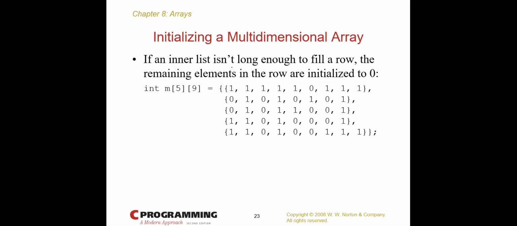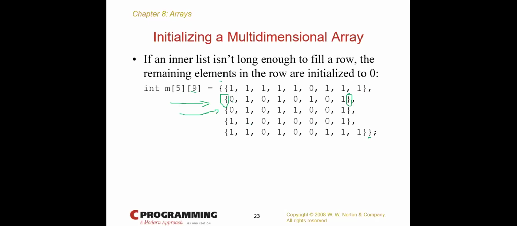Now, if an inner list isn't long enough to fill a row, that is, if you put the items during initialization inside of curly braces, this is important because you can actually fill the array without putting them in inner curly braces. You could use only this one and just write all the 5 times 9 elements in the outer braces. It will automatically fit them in position. But if you put inner braces, you have specifically told the compiler that this is row 1, this is row 2. So that way it treats each row independently and can count the number of columns in the row that you have given to it.